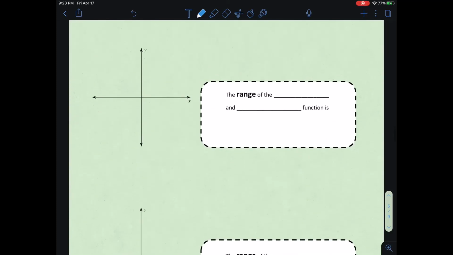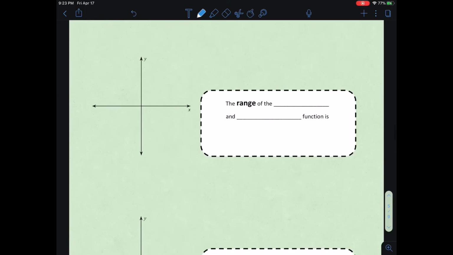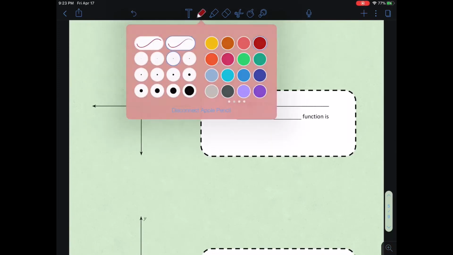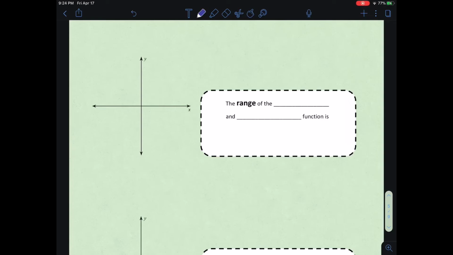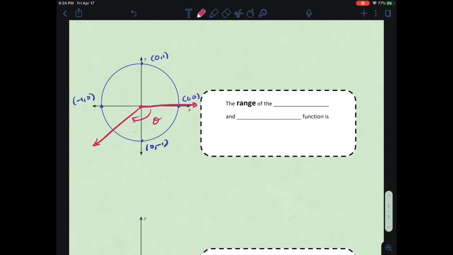Now we're going to be looking at the range of our trig functions. When we think of range, we think of the set of all outputs. So let's draw another unit circle. Let's define these 4 points that correspond to the quadrantal angles. And let's just draw a random angle in standard position. We'll call this theta. And this point right here that corresponds to theta, we know that the x-coordinate is cosine of theta, and we know the y-coordinate is sine of theta.